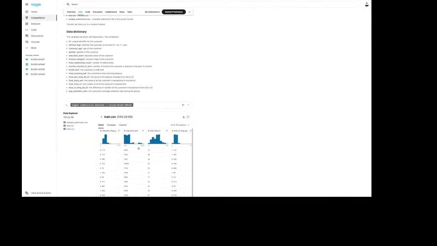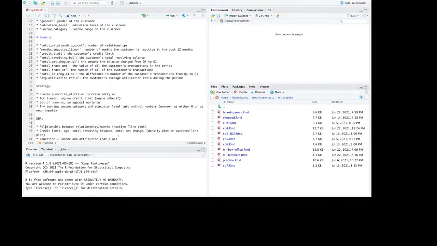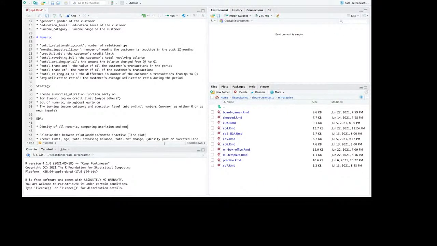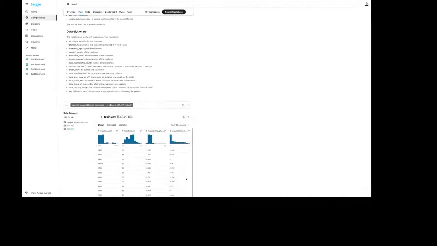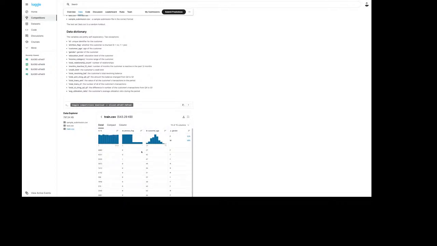For my large numeric ones, like total transaction, I'll just do all numeric comparing attrition. And then it'll kind of tell us some of the places we can look. I'll use AUC of attrition versus all predictors. I'm just looking around, average utilization ratio maybe is log plus some small offset. There's a lot of things I can do, but with all these numerics, I was excited to try an XGBoost on these.